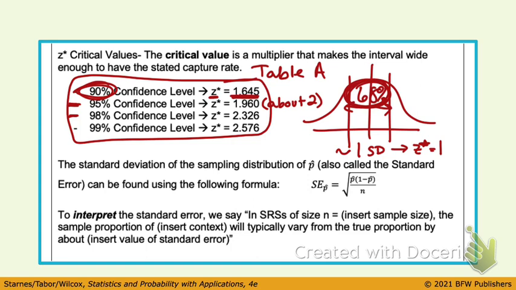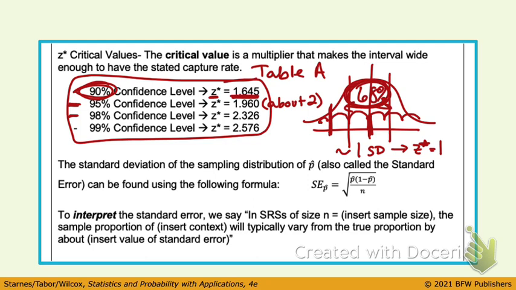For 98%, we're getting 2.326 standard units. So we're going from the middle 1, 2 standard deviations and even a little more, 0.326. And so that's what these numbers are. It tells us how far from our point estimate, our p hat, we need to go in order to capture a certain percent of the data.